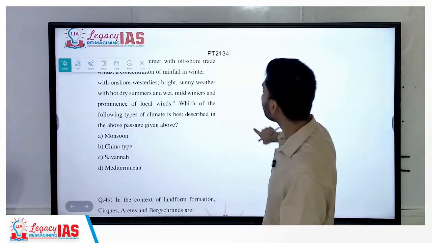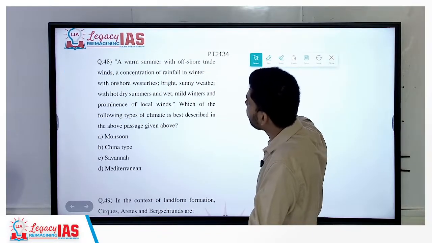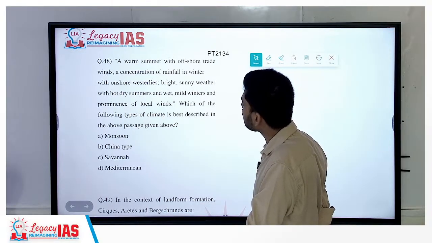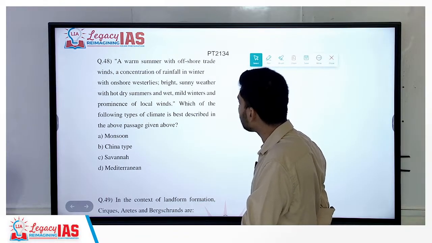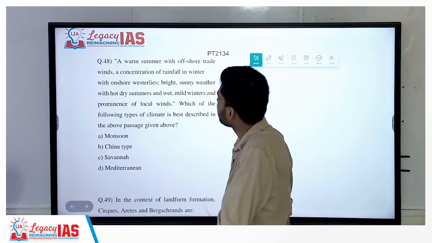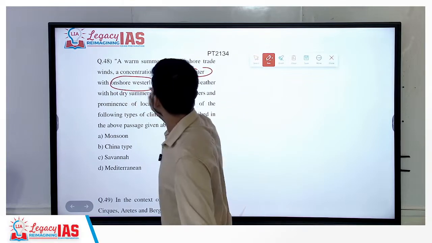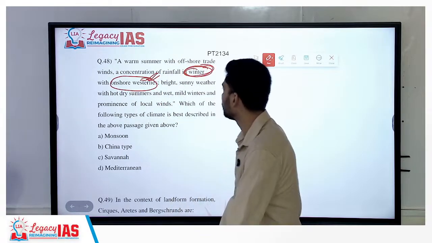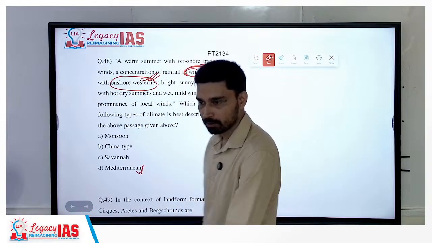Then: a warm summer with offshore trade winds, concentration of rainfall in winter with onshore westerlies, bright sunny weather with hot dry summer and wet mild winters, and prominence of local winds. Which of the following types of climate is best described in the passage given above? Which one is the correct option here? Just discussed. That's all you have to look at here. Which climate have we discussed where this situation takes place? Mediterranean climate, right?